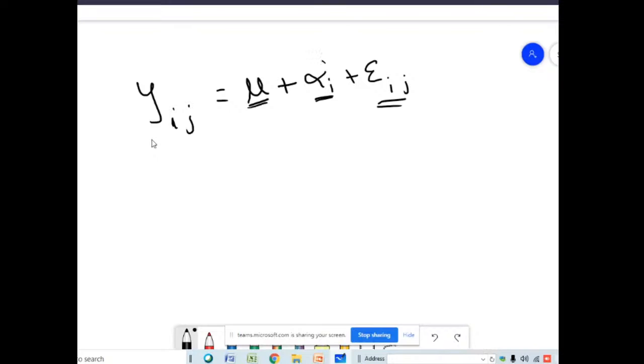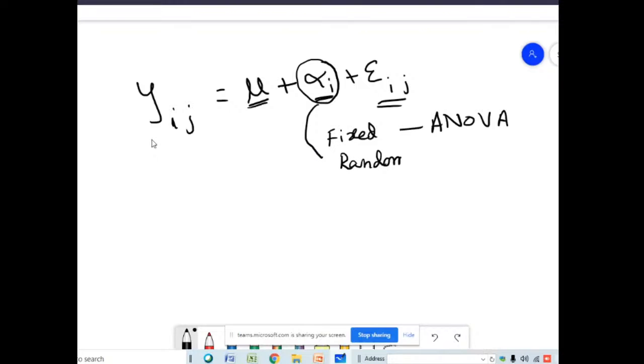Now if you are saying that this effect is a fixed effect, then only we call it analysis of variance. Suppose the effect is random, which is not a fixed one, then generally you call it a variance component analysis. So: fixed effect, random effect.